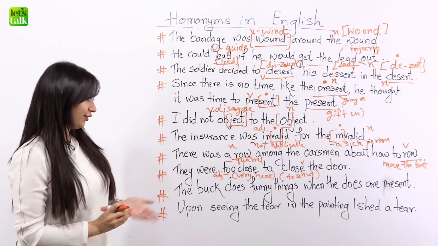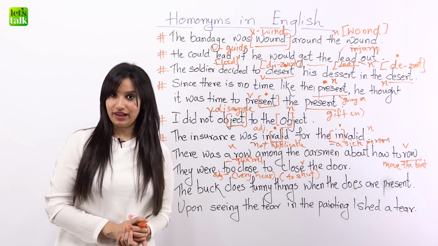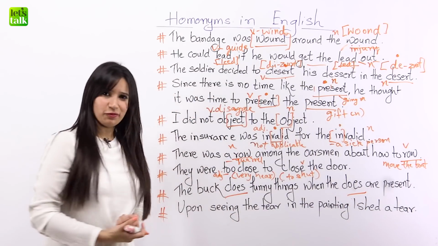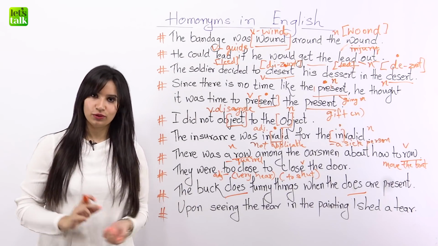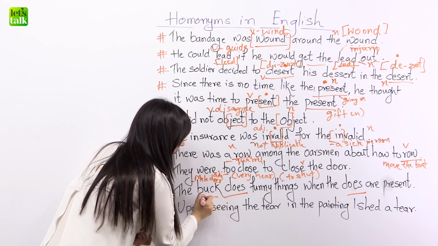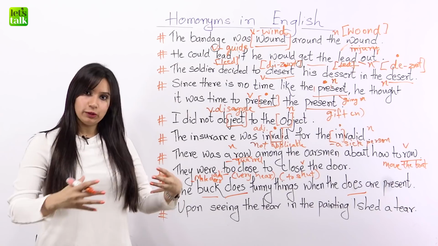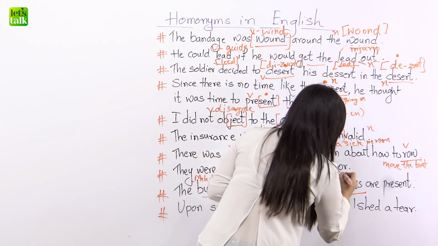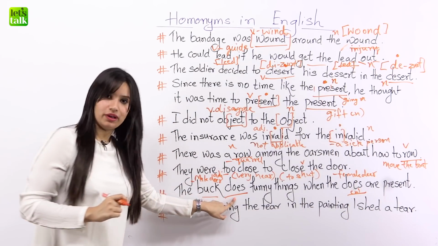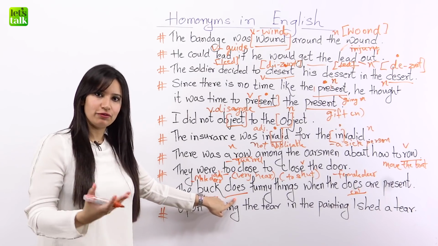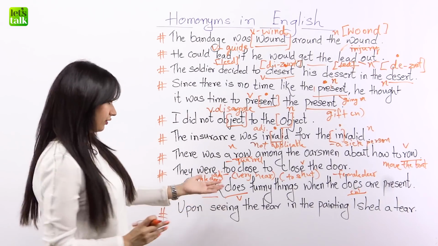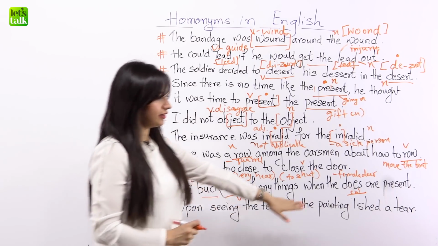Right, so the next sentence that we have is, the buck does funny things when the does are present. You must have guessed which words we are talking about. Does and does. You might be thinking what are does, but to tell you that, I'll first tell you what a buck is. So a buck is a male deer or an antelope. And doe is a female deer, but in plural, they are called does. Female deer. And of course, deer is a noun. And this one here, the buck does. Does is the third person singular of the verb do, as you would know. So when you read this sentence, you might be really confused, but you can obviously understand when I pronounce it that this is does and this is does.